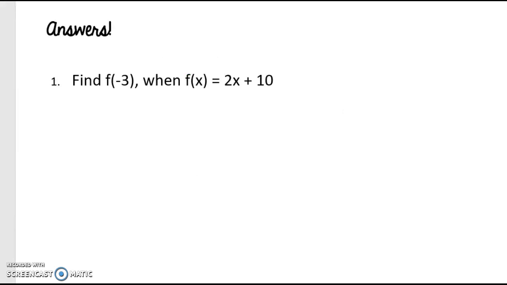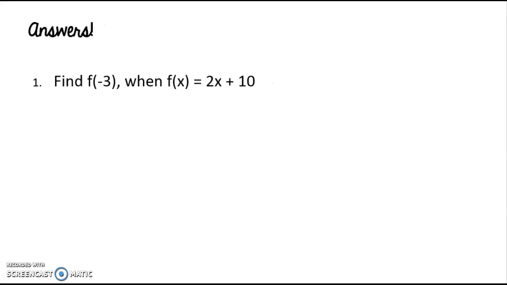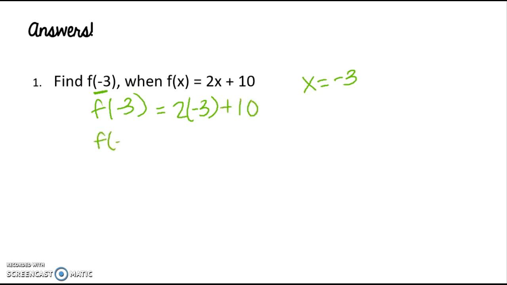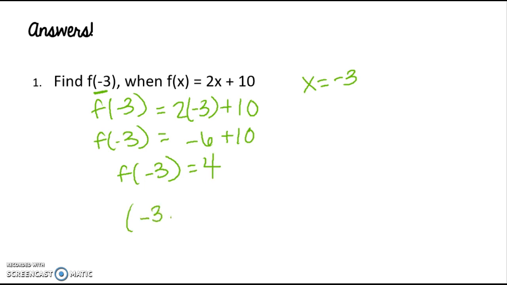So for the first one, we should have plugged in -3 for x. So f of -3 equals 2 times -3 plus 10. So f of -3 equals -6 plus 10. So f of -3 is equivalent to 4. So my ordered pair would have been -3, 4.